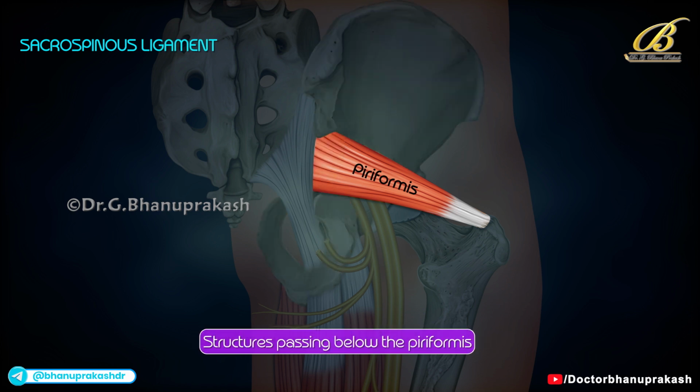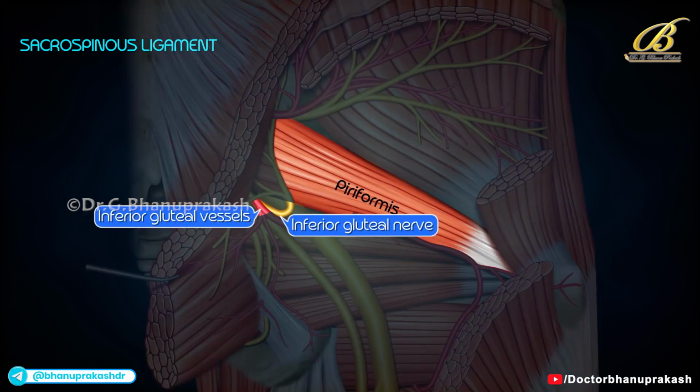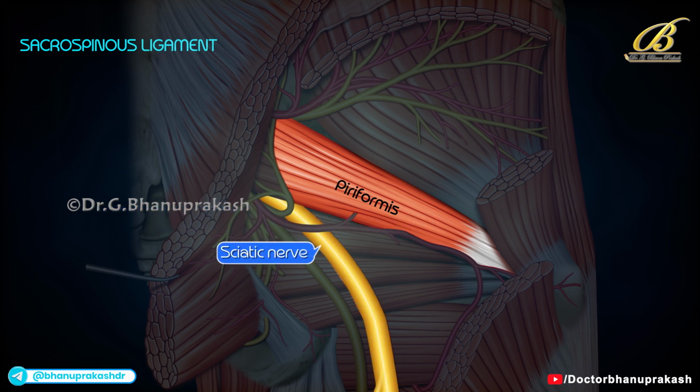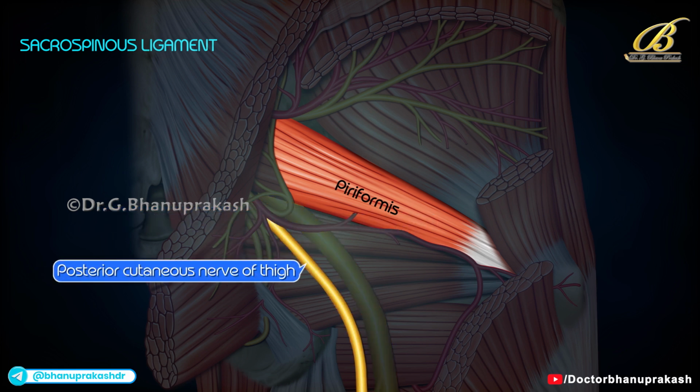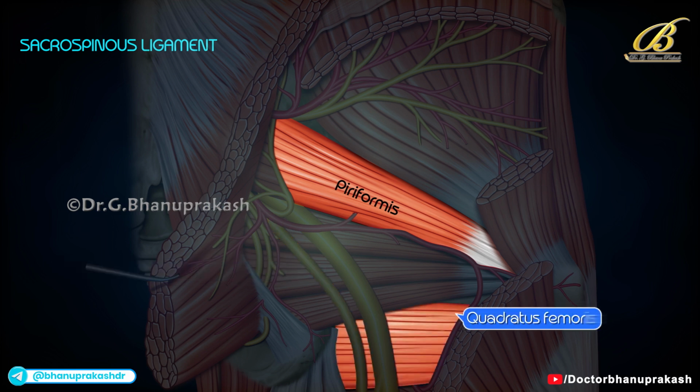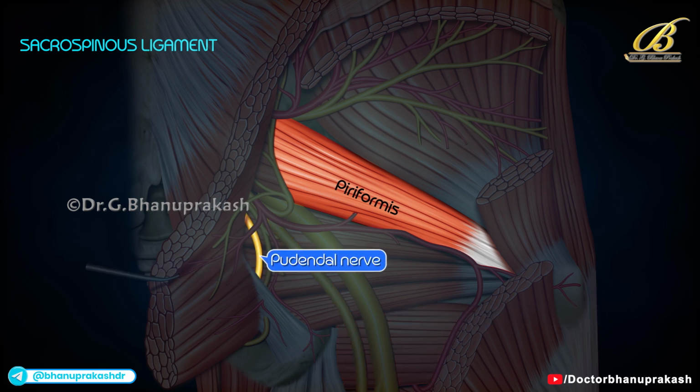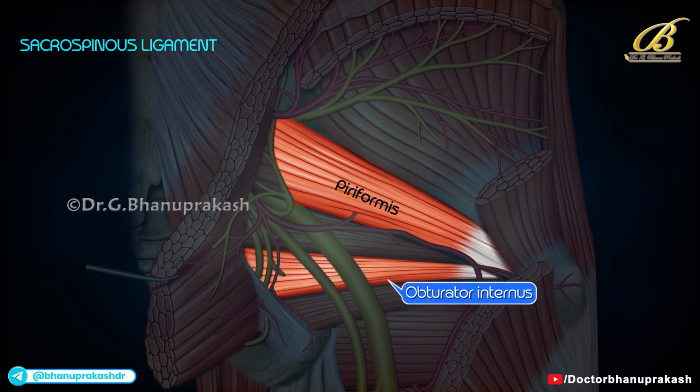Structures passing below the piriformis are inferior gluteal nerve and vessels, sciatic nerve, posterior cutaneous nerve of the thigh, nerve to quadratus femoris, pudendal nerve, internal pudendal vessels, nerve to obturator internus.